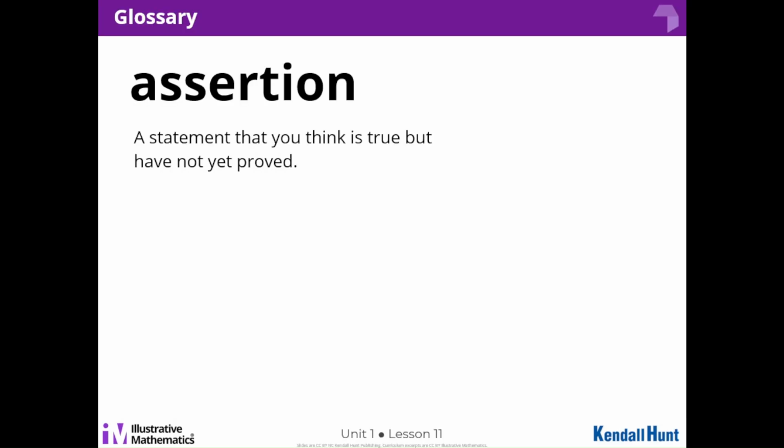For glossary terms, we're going to start with assertion. This is a statement that you think is true, but you have not yet proved. So we can make a statement, but until we go through the process of proving that statement, it is simply an assertion.